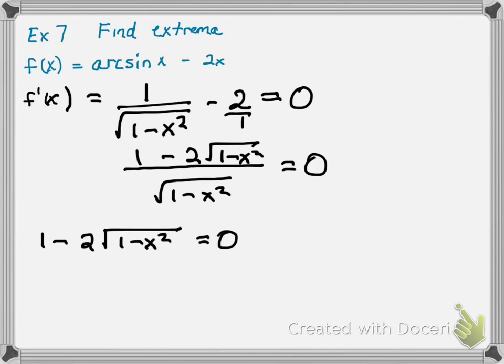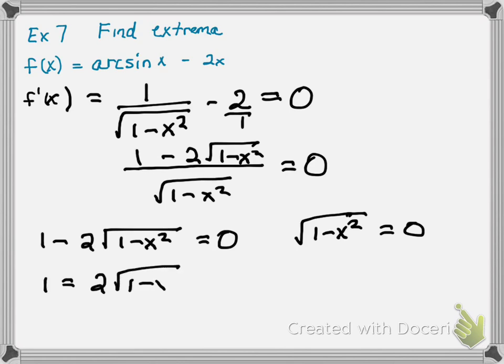And if I want to know what's going to make the fraction undefined, then that would be anything that makes my denominator 0. So I'll set my denominator equal to 0 also to figure out what makes the fraction undefined, because it's possible to have vertical tangents as well as horizontal. Okay, so to solve this one, I'm going to take this whole term and move it to the other side. So 1 equals positive 2 times the square root of 1 minus x squared. Then I'm going to divide by 2, and I'll have a half equals the square root of 1 minus x squared.